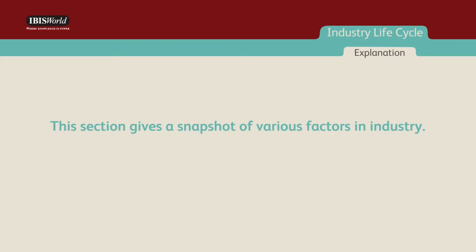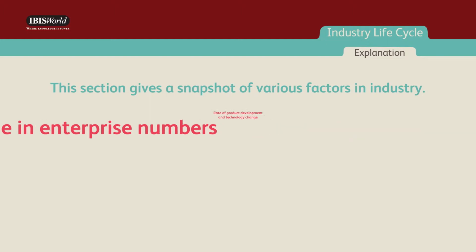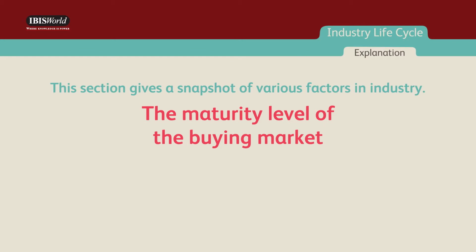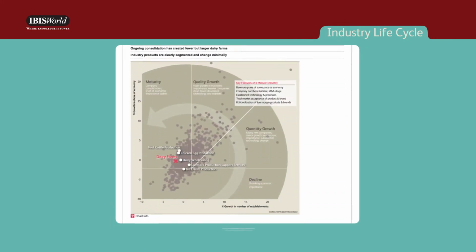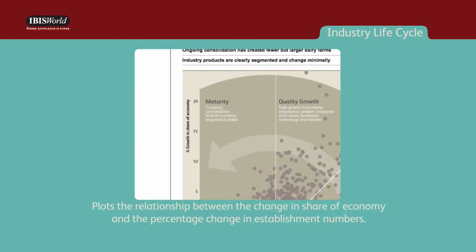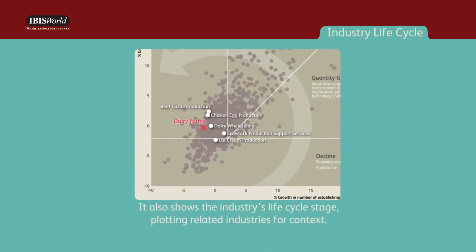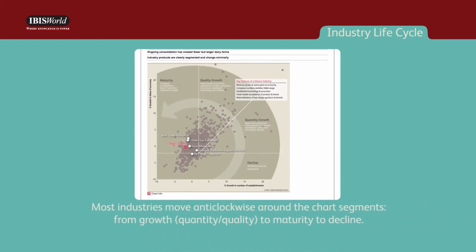This section gives a snapshot of various factors in the industry: growth rate, change in enterprise numbers, rate of product development and technology change, the maturity level of the buying market, and many, many more. The life cycle chart, located within this section, plots the relationship between the change in share of economy and the percentage change in establishment numbers. It also shows the industry's life cycle stage, plotting related industries for context. Most industries move anti-clockwise around the chart segments, from growth, quantity, quality, to maturity, to decline.